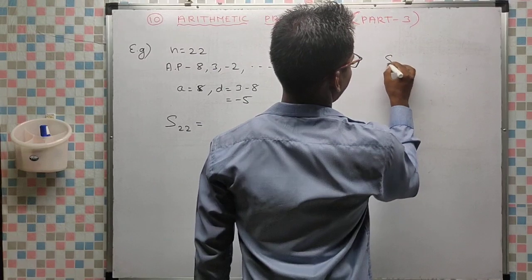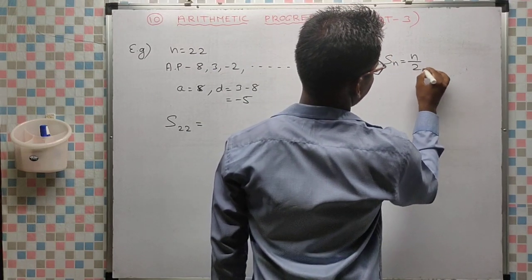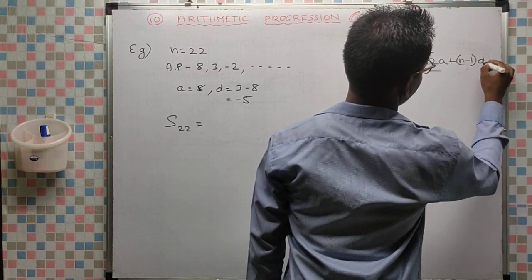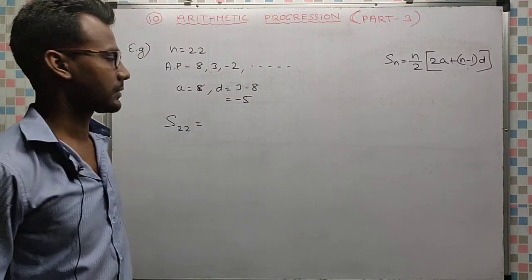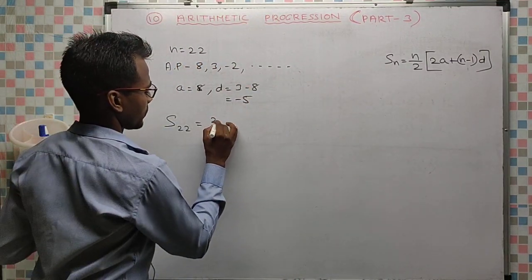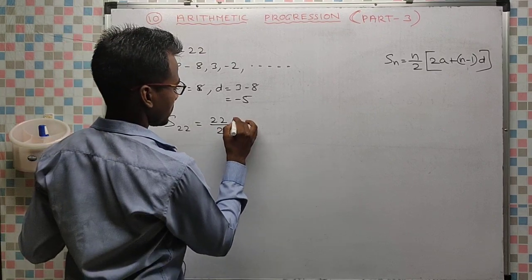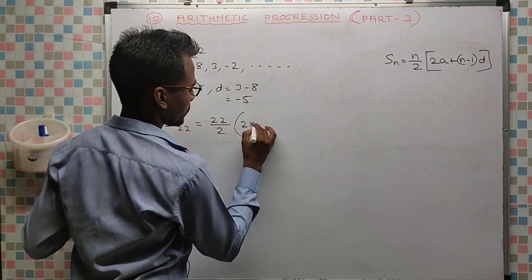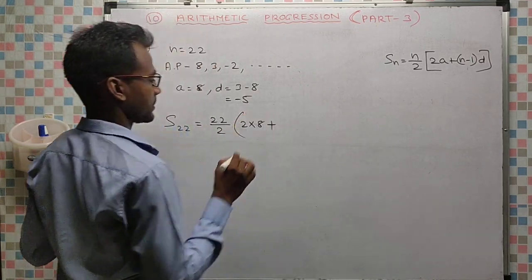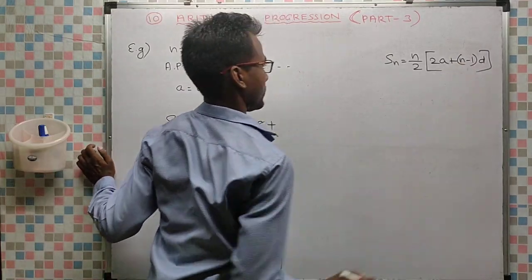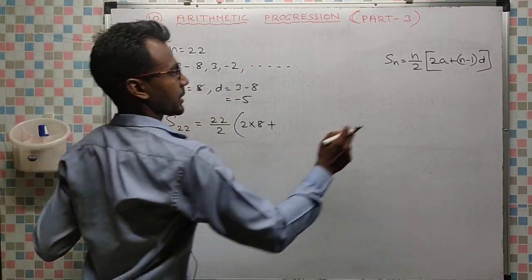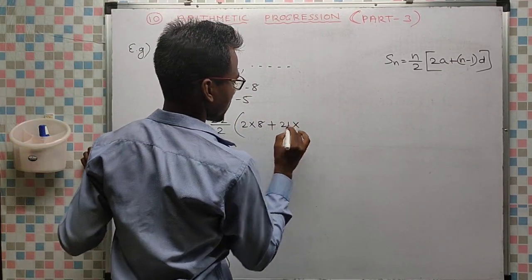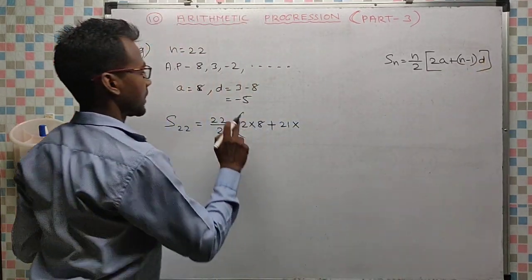What is the formula? Sn is equal to n by 2 into 2a plus n minus 1 d. Use this formula here. What is n? 22 by 2, then 2a, a is 8, so 2 into 8, plus n minus 1, which means 22 minus 1, which is 21, into d. What is d? Minus 5.